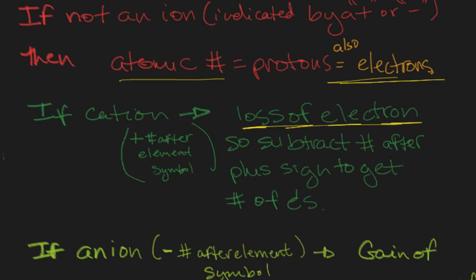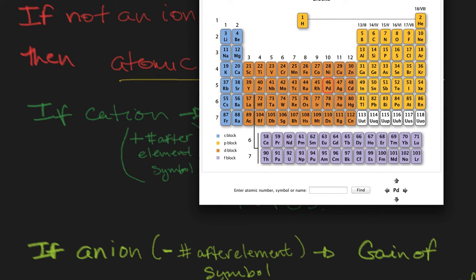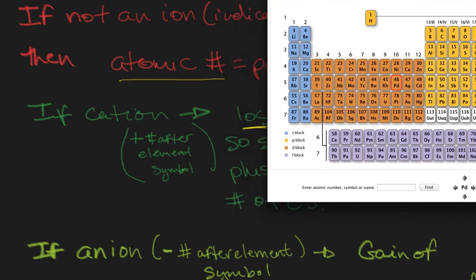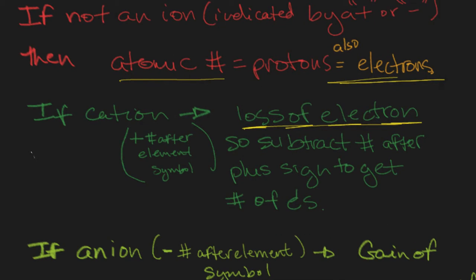So let's say, let's get our periodic table over here, and let's look at carbon. Carbon has an atomic number of 6. So as long as it's not an ion of carbon, then we have 6 protons and 6 electrons.